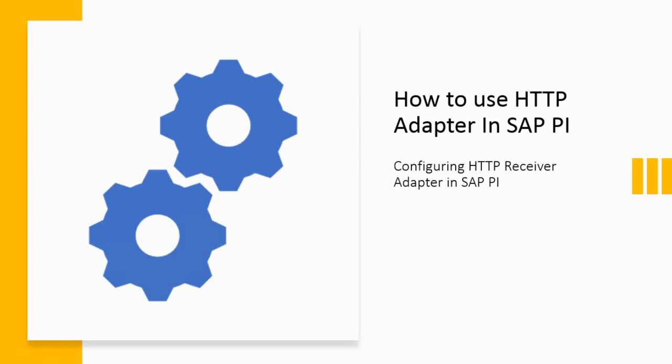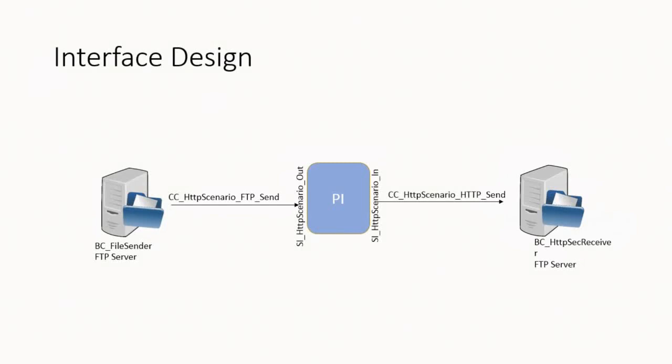Having said that, let's look at the interface design. Here I have taken an FTP server, and that FTP server has one file which will be read by my sender channel, which will use the FTP adapter. This will be my trigger point of the interface. I'm not worried about the content of the file. The content can be anything, but I'm just using that file to trigger and start the process where the receiver channel is going to make the call to the web server.